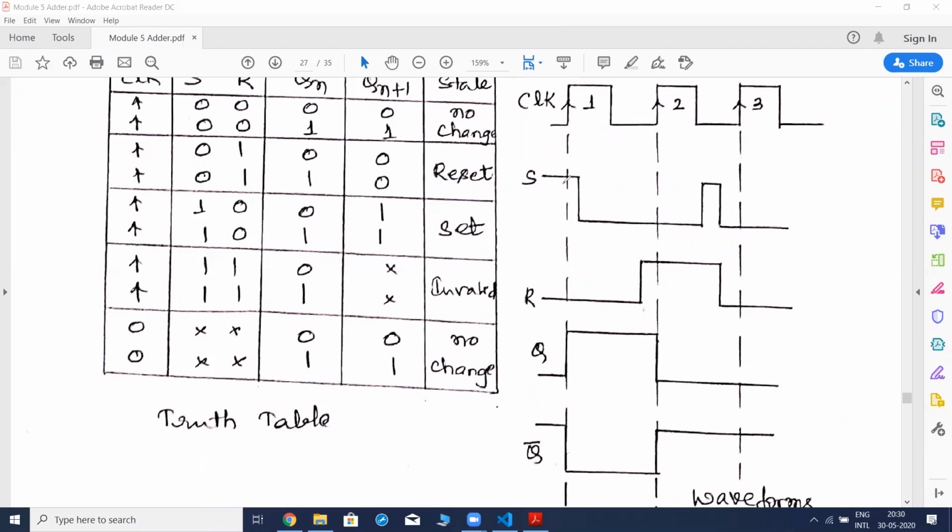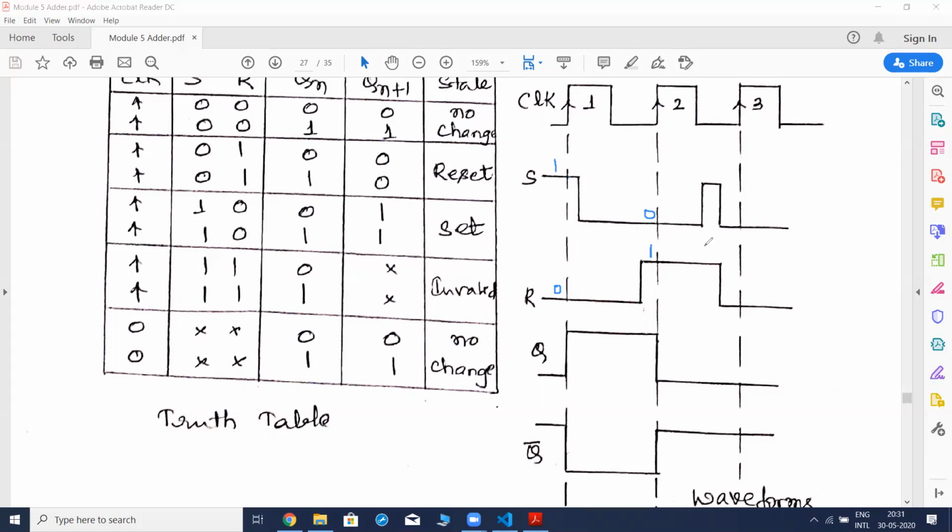It is a positive edge triggered flip-flop that we have taken. So at the positive going edge, at this particular instant, what is the input S that is given? According to the waveform, at this instant, S is 1 and R is 0. Now let us see at the second clock pulse, at this particular instant, what is the input? S input is 0. What about R?